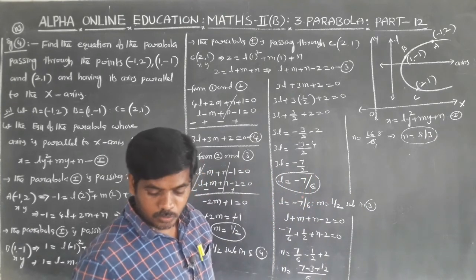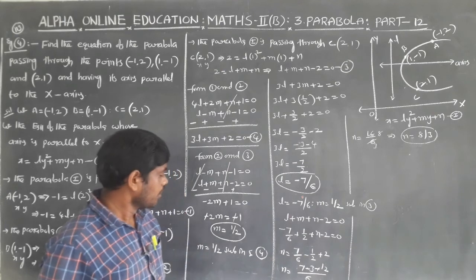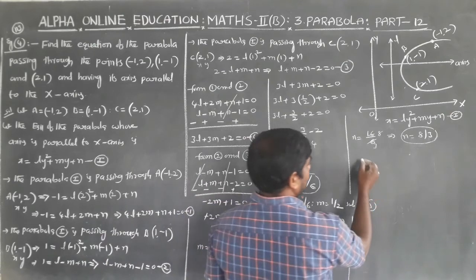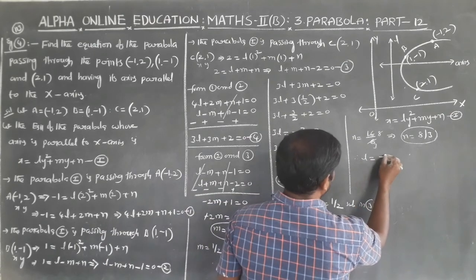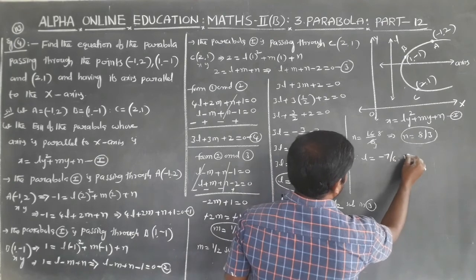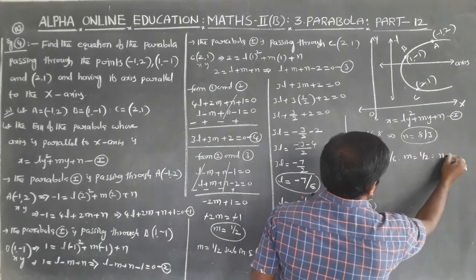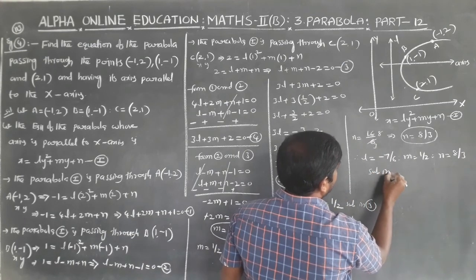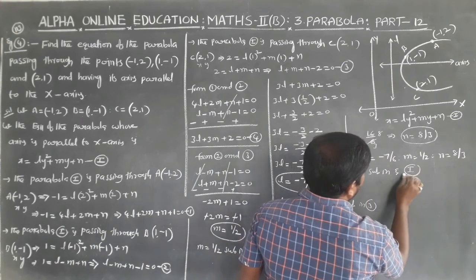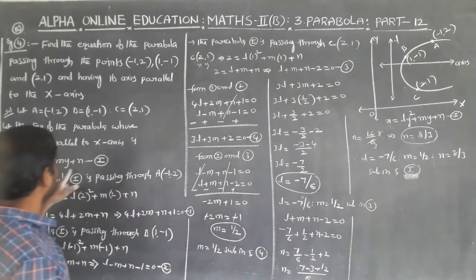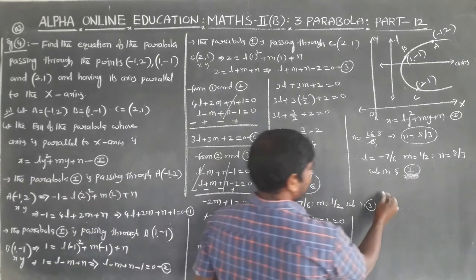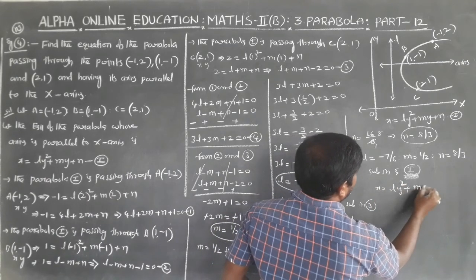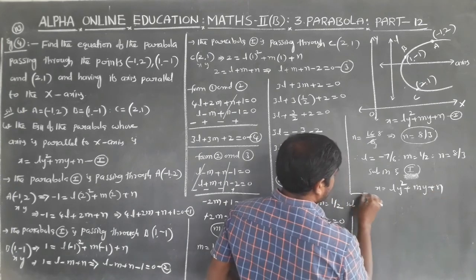Therefore, L is equal to minus 7 by 6, M is equal to 1 by 2, N is equal to 8 by 3. Substitute in equation number Roman number 1: x is equal to Ly square plus My plus N.